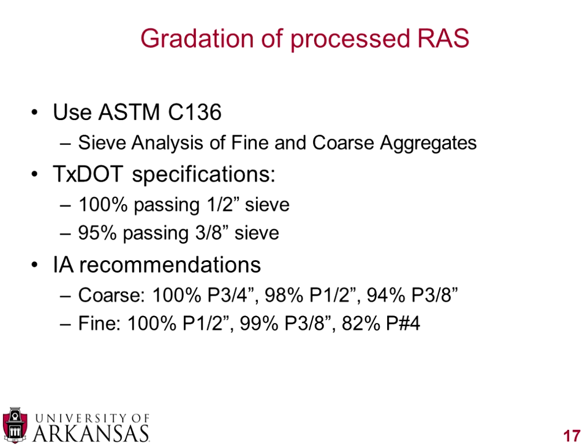It has 98% passing the half-inch sieve, and then 94% passing the 3/8-inch sieve. So there's a little bit of opportunity for maybe one or two half-inch or larger size particles in the coarse gradation. The fine gradation is obviously a little finer, with 100% passing the half-inch sieve, 99% passing the 3/8, and then 82% passing the number 4. So basically it's one sieve size smaller for the fine versus the coarse, according to Iowa.